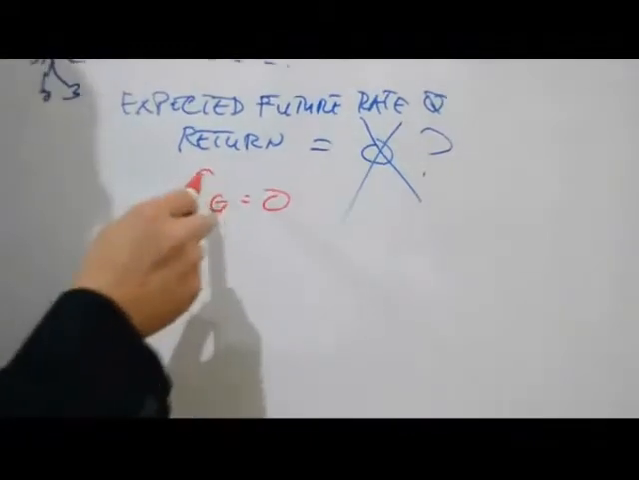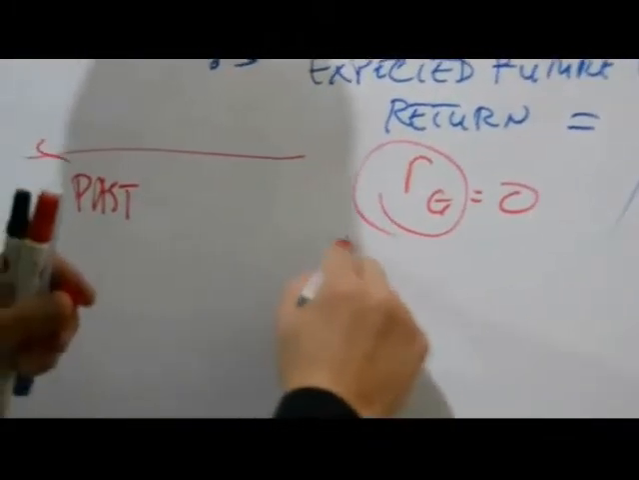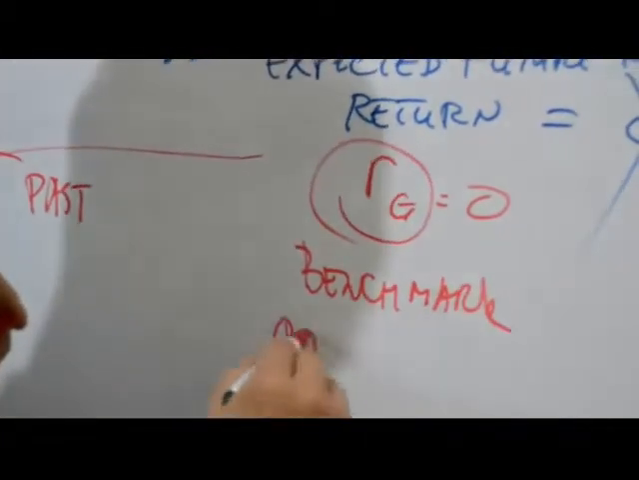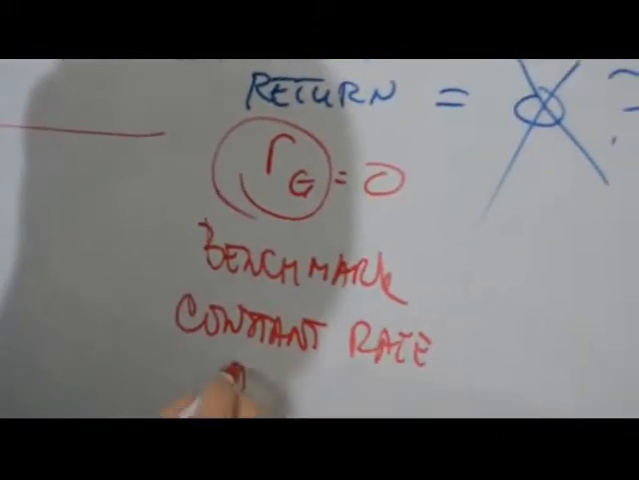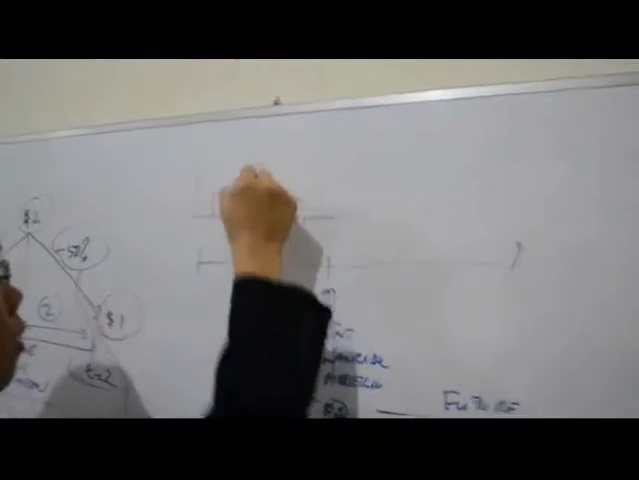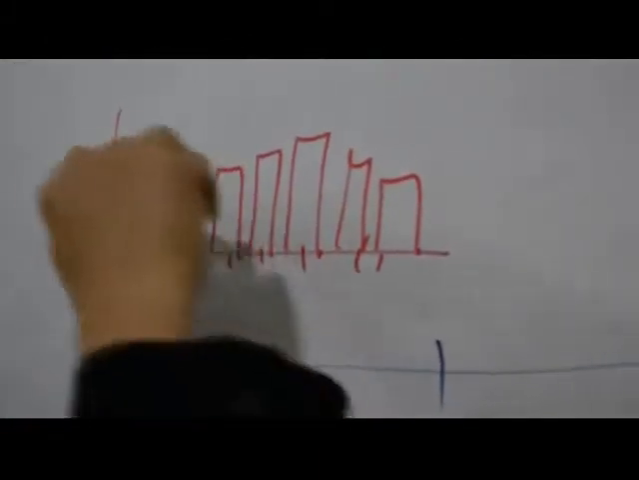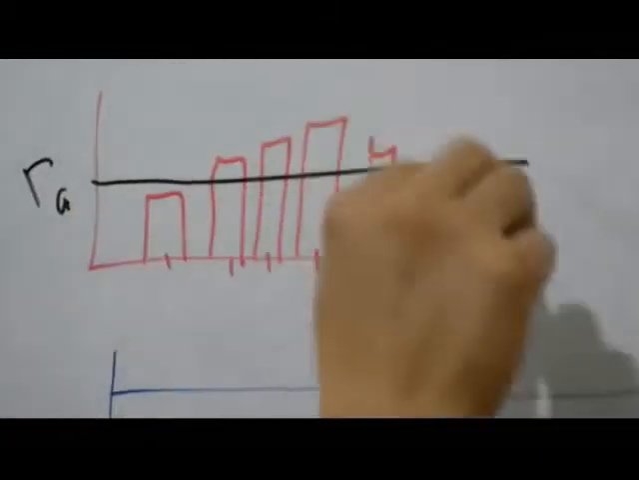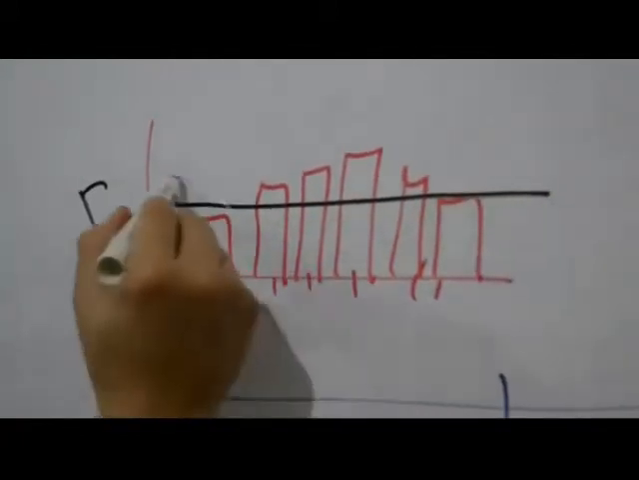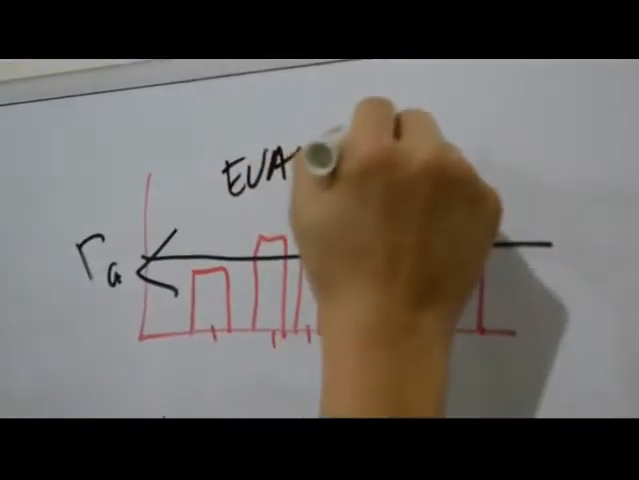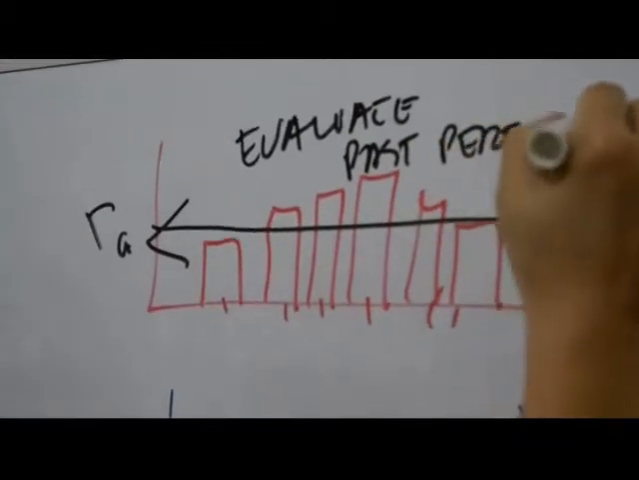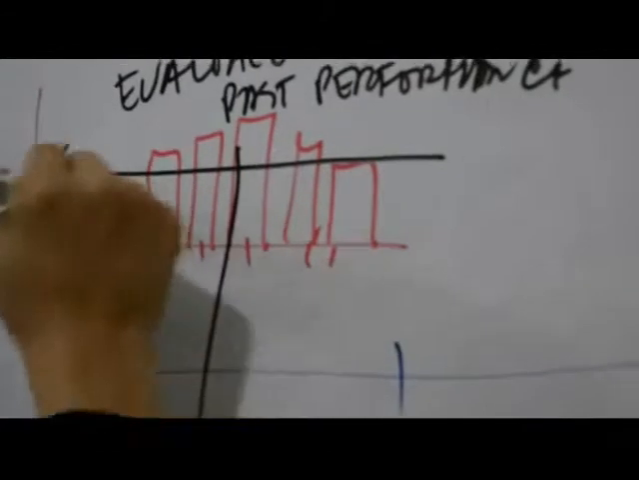However, this geometric mean is still useful when you look to the past, because this geometric mean gives you a benchmark. One rate becomes what we call a constant rate of return. So in the historical, if you look at here, each period's actual rate of return will be low, high, and you need one benchmark, one constant rate of return. This is given by your RG, your geometric mean. So the geometric mean is useful when you evaluate your past performance, because this gives you one constant rate of return as a benchmark.